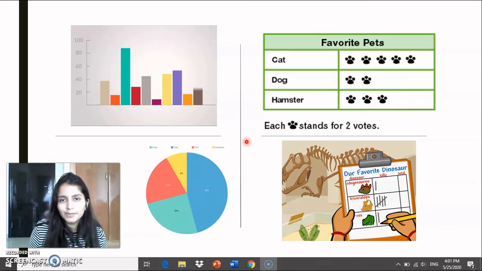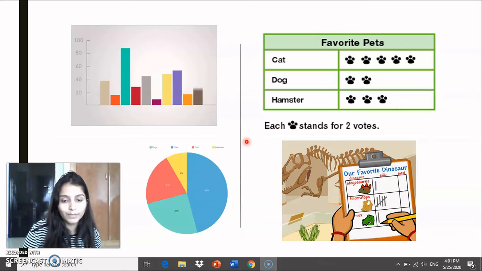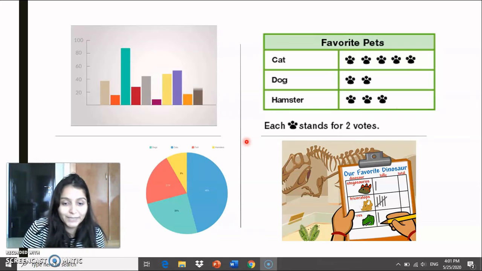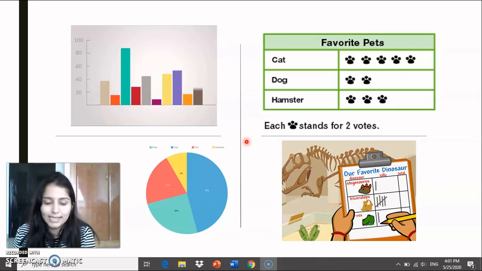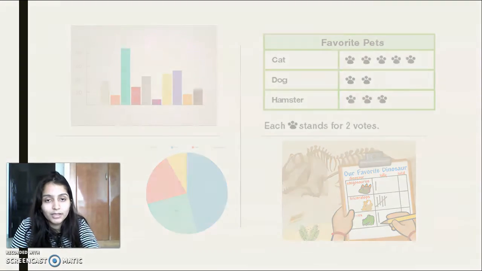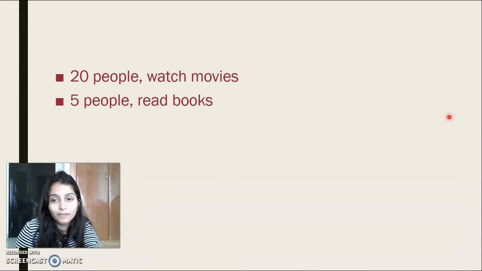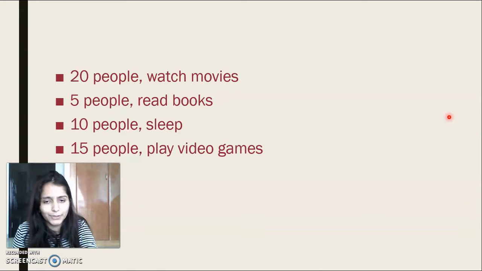So we asked about 50 people, so just some of our neighbors and their friends and families, and we noted their responses. So after that, we found out that out of these 50 people, about 20 of them liked watching movies in their free time. And there were about 5 of them that liked to read books, like storybooks or novels, anything. 10 people said they like sleeping, and 15 people said they like playing video games. So here, 20 people watched movies, 5 people read books, 10 people slept, and 15 people played video games.